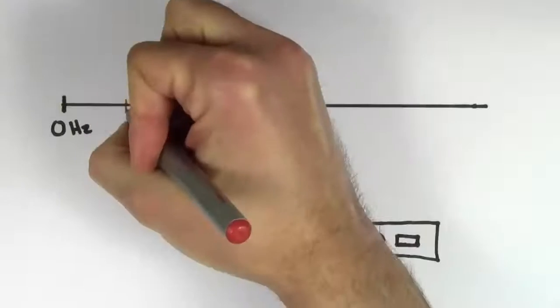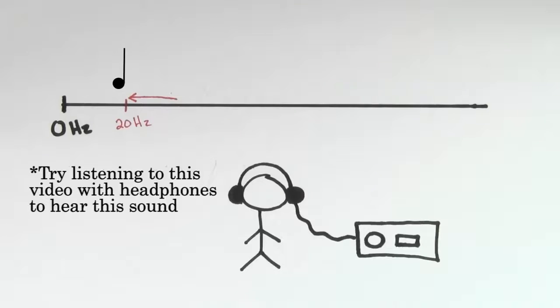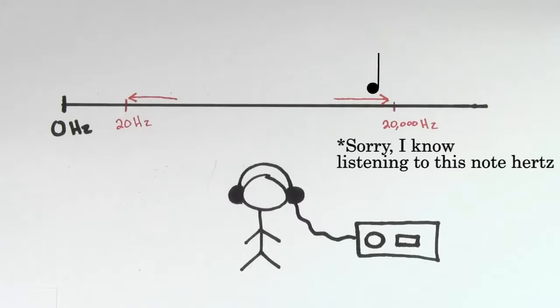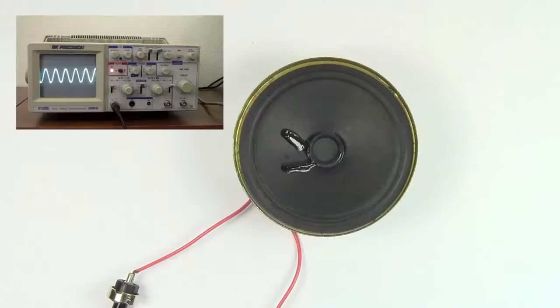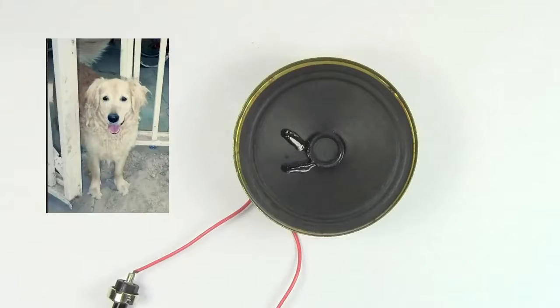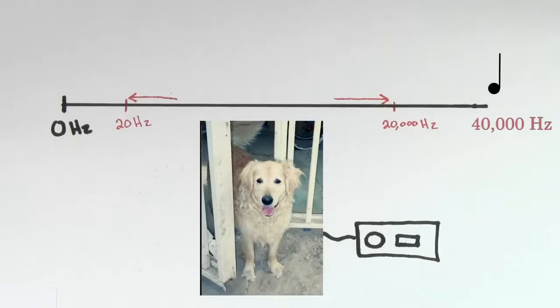Humans can hear frequencies as low as about 20 hertz, and as high as about 20,000 hertz. But if a speaker were to oscillate air back and forth more than about 20,000 times per second, it would create sound waves, but we wouldn't be able to hear them. For instance, this speaker is still playing a note, but we can't hear it right now. Dogs could hear this note though. Dogs can hear frequencies up to at least 40,000 hertz.